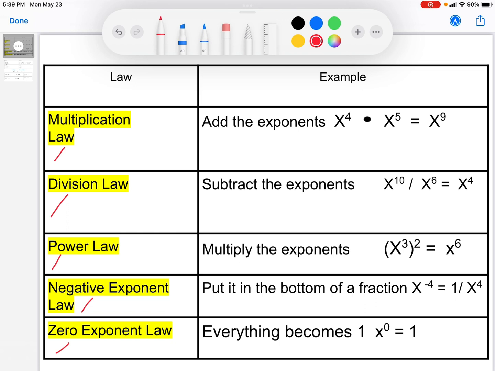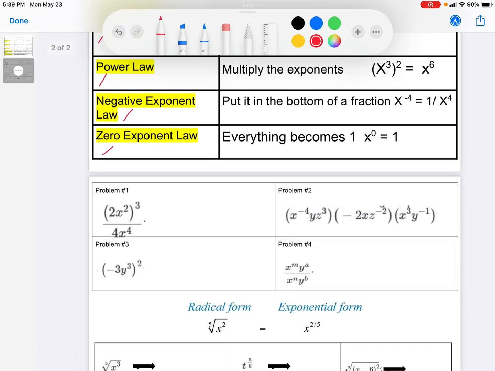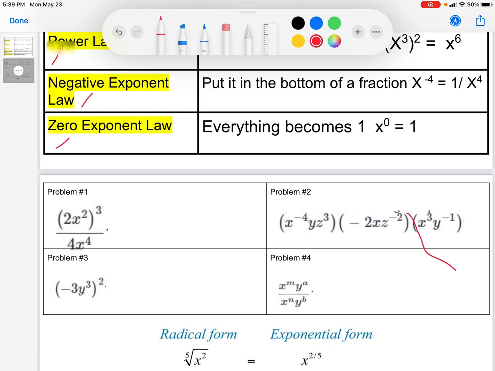So we're going to come back to this front side of your paper a lot as we go through some example problems, but really at the end of the day, this additional is all about your exponent laws. So let's go to the back side and look at our first problem.